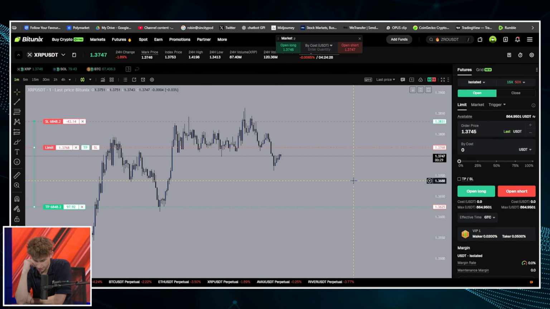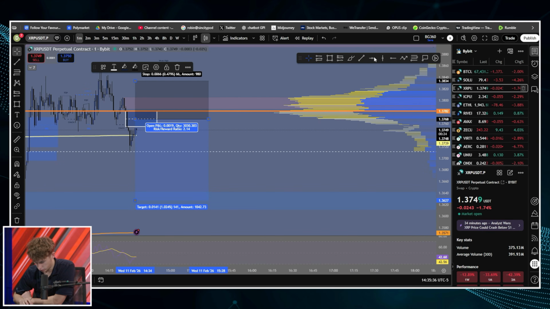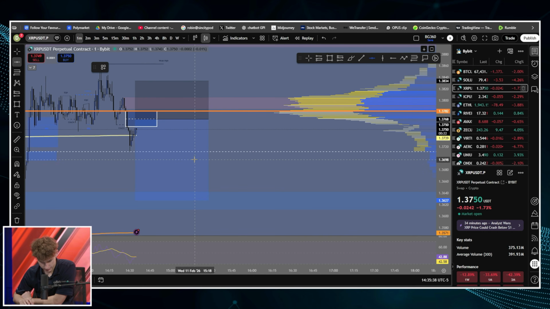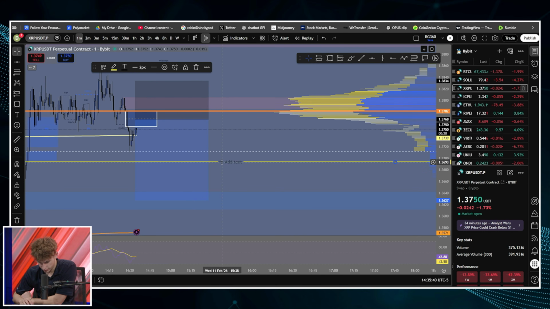So if we get tapped in, we get tapped in. If it runs away, I'll put a little horizontal for you guys. If we get to this level right here without me getting tapped in, I will cancel the limit order. And this level sits at 1.3694. So for anybody that's in this trade with me, if we do see this level here, I will be getting out.